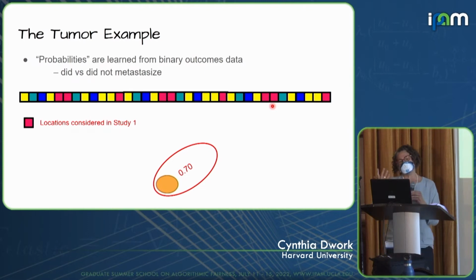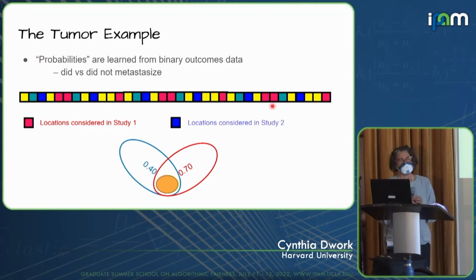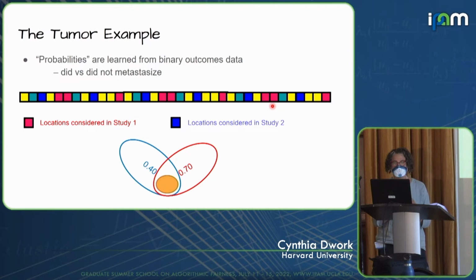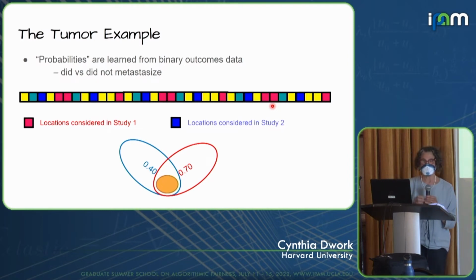And so maybe, and these numbers are totally made up, but maybe if we look at tumors that look like this one in the red locations, 0.7% of them metastasize under the given course of treatment. But maybe there's another study which looked at these blue locations instead of the red ones. And in the blue locations, 40% of those that look like this tumor metastasize under the given course of treatment.